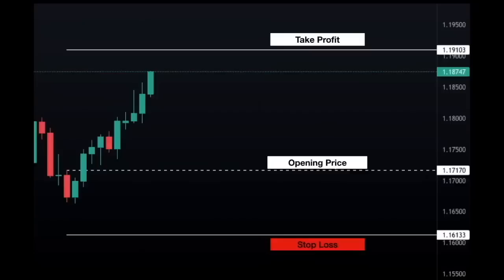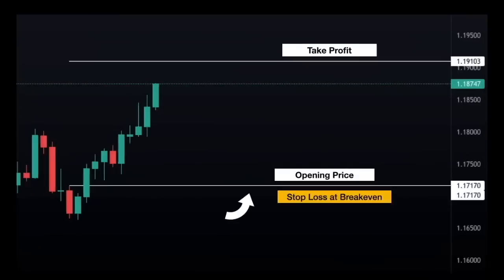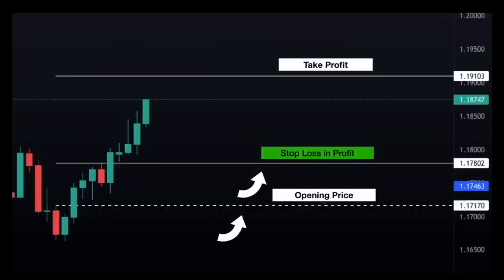The stop loss can also be moved to the entry price when the trade is in profit. This action is called moving the stop loss to break even. By moving the stop loss to break even, the risk for the trade will be zero, so there will be no loss. Once the trade proceeds in profit of 30 to 50 pips, you can also decide to move the stop loss in profit, ensuring a minimum amount of pips of profit in case the price goes against your trade.